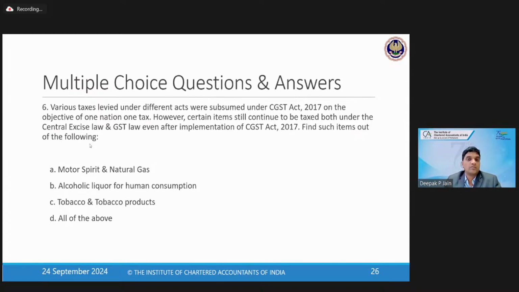Oh my God. A lot of confusion here. B, C, D, all the options have come out. Luckily not A. We are talking about two types of excise. One is central excise, one is state excise. Here the question is on central excise and GST. One is excise and VAT. But here specifically it's central excise and GST.